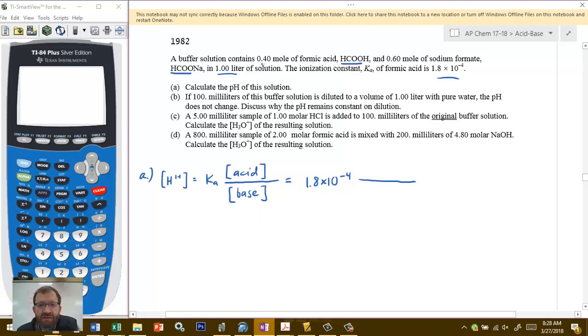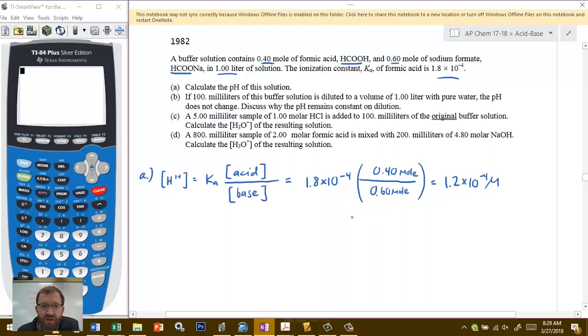So here's the acid. We have 0.4 moles of acid. And we have 0.6 moles of its conjugate base dissolved into 1 liter of solution. So this is 0.4 moles, and this is 0.6 moles. Again, molarities would certainly work there. Obviously, that's what the equation says, but we can use it as moles because the volume is constant. Plug this in your calculator, and you should get 1.2 times 10 to the negative 4th molar.